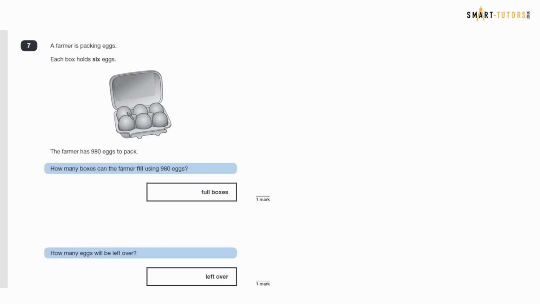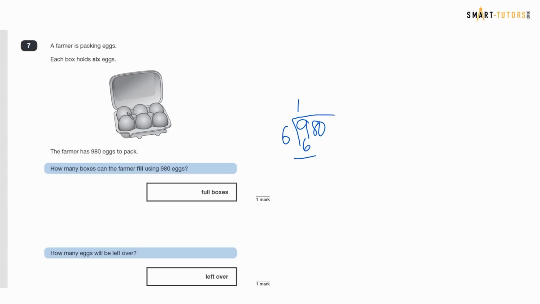Question number 7. A farmer is packing eggs. Each box has 6 eggs. The farmer has 980 eggs to pack. How many boxes can the farmer fill using 980 eggs? So he has 980 eggs. And each box holds 6. That means you need to divide it.